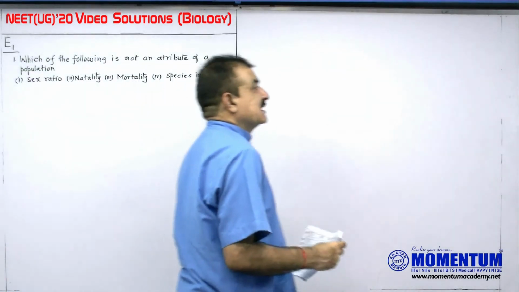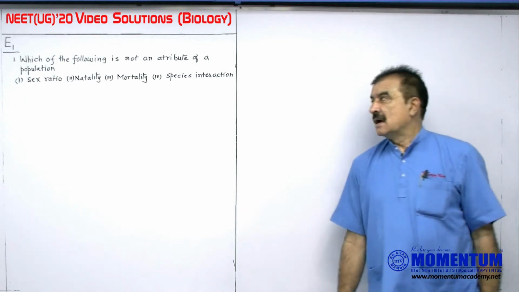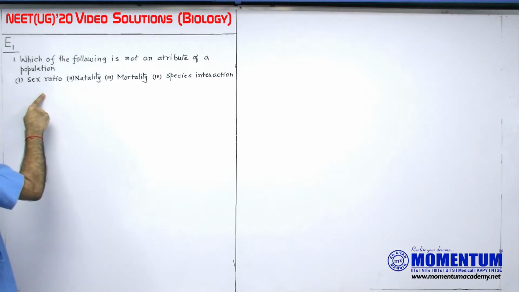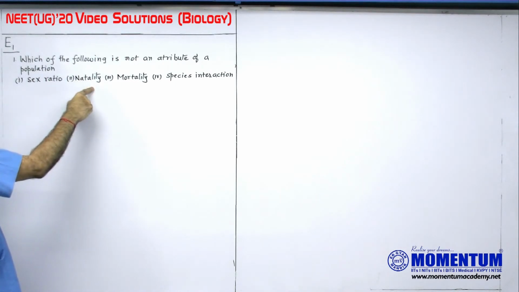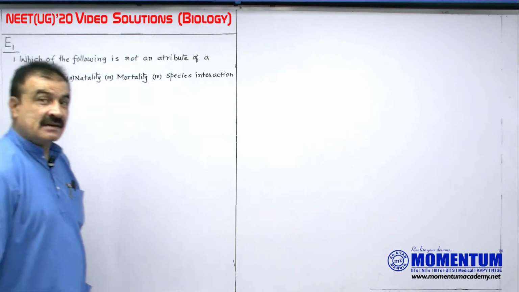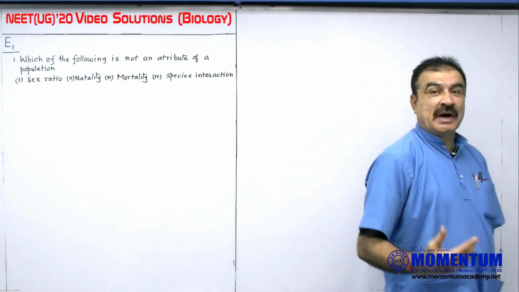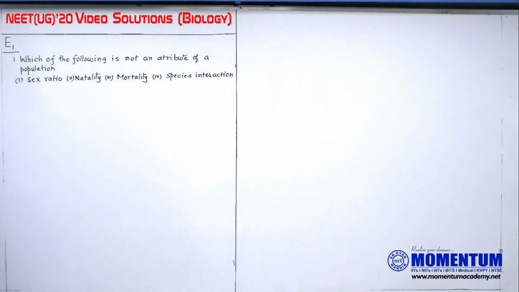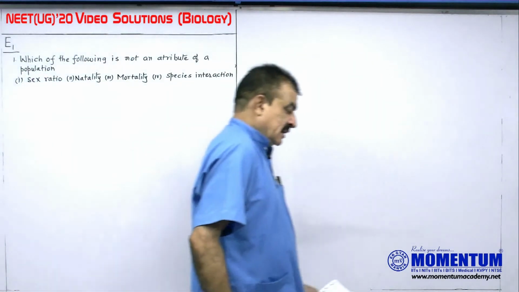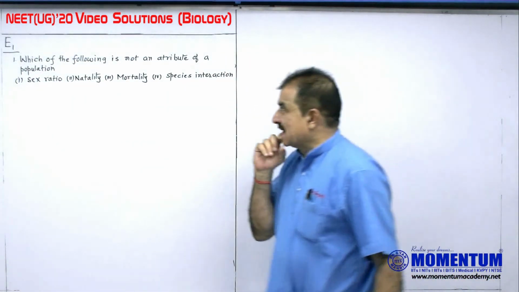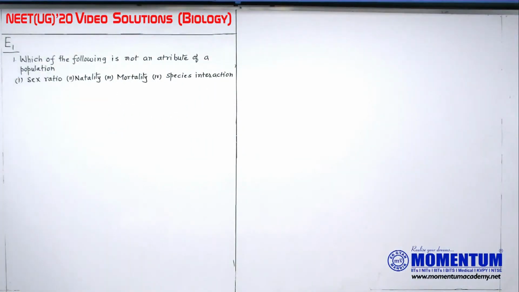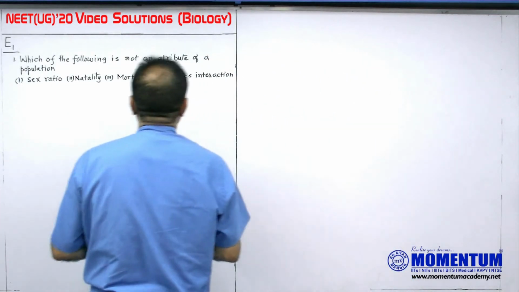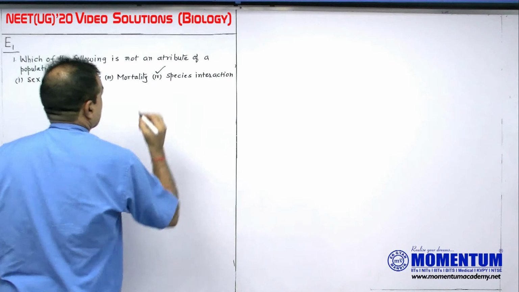So I was discussing that sex ratio is definitely an attribute of a population, natality is birth rate, mortality is death rate. All of them are attributes, the points which are important in population. But species interaction is not related to population. So the correct option in this question will be D, species interaction.